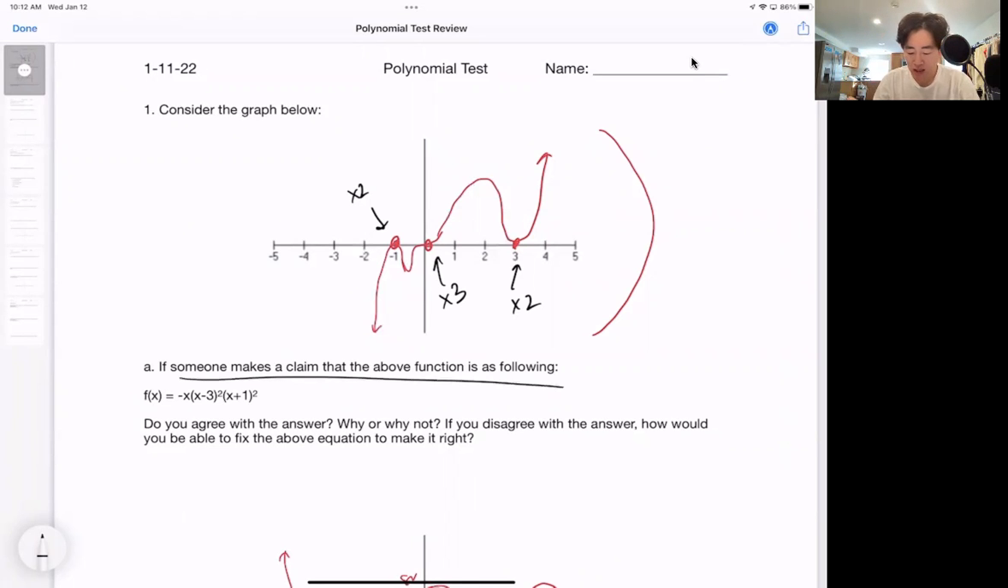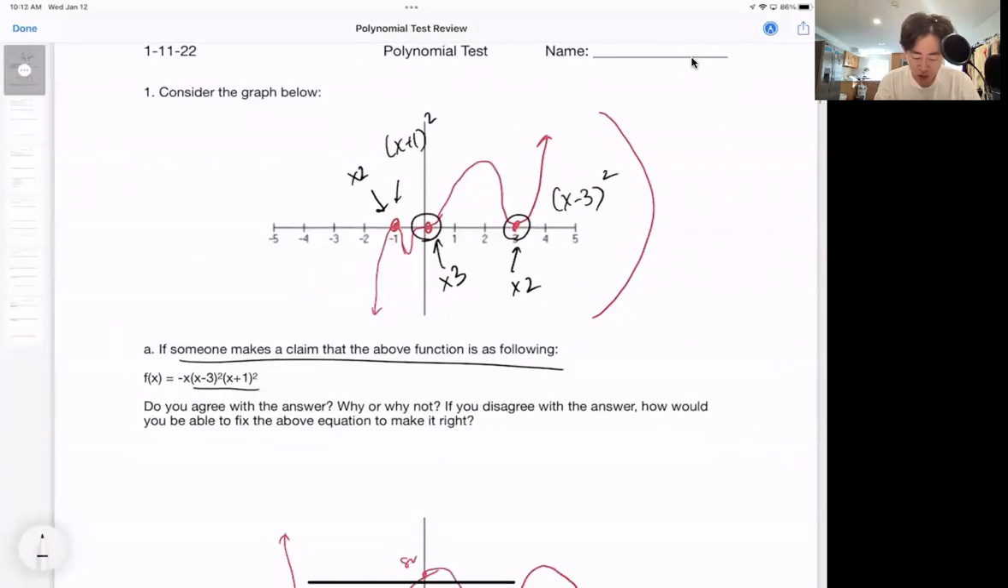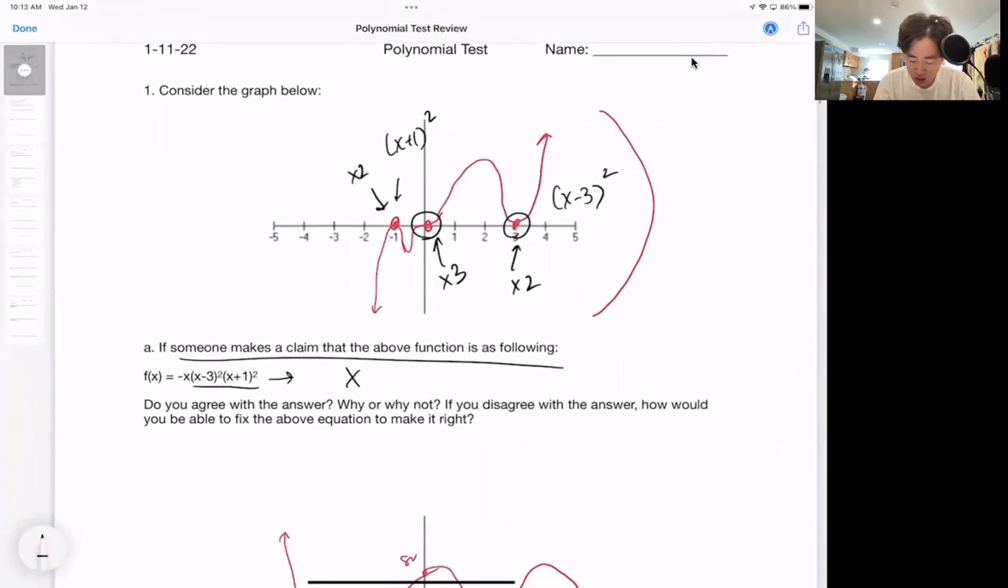So if someone makes a claim that the above function is as follows, I like what this person did with the x minus 3 and x plus 1 squared, because it is indeed x minus 3 and it has to happen twice. This is indeed x plus 1 and it indeed happens twice, but the problem is right here. Yes, it does go through, but it goes through in a squiggly manner. So that means this has to change into an x to the power of 3, x plus 1 squared, x minus 3 squared.